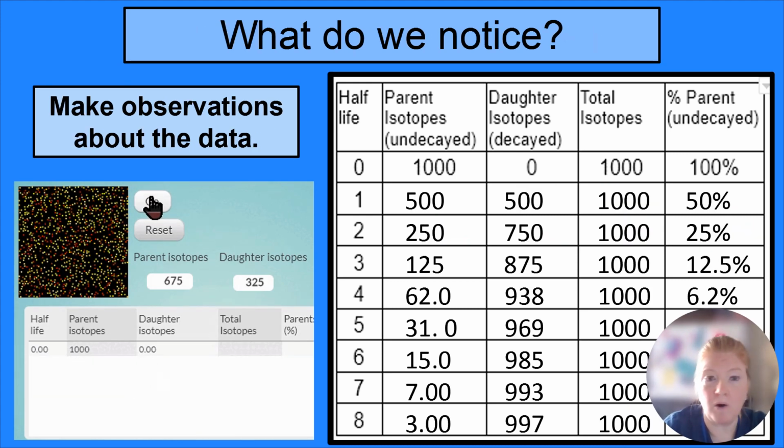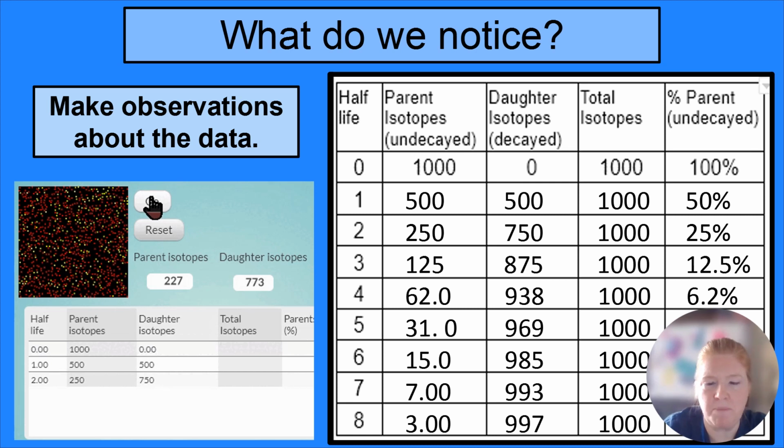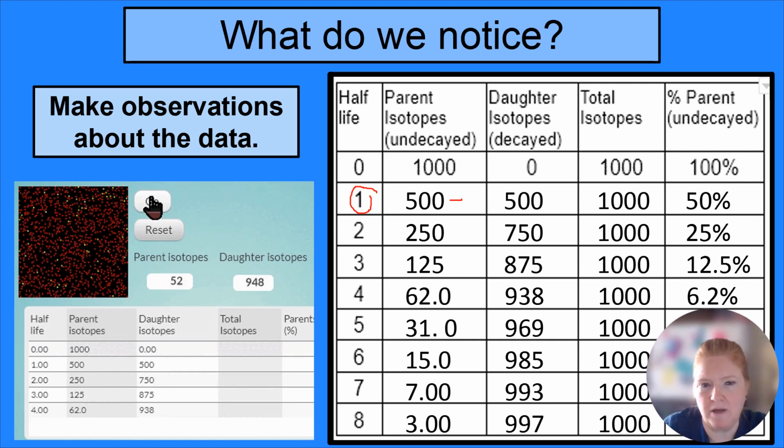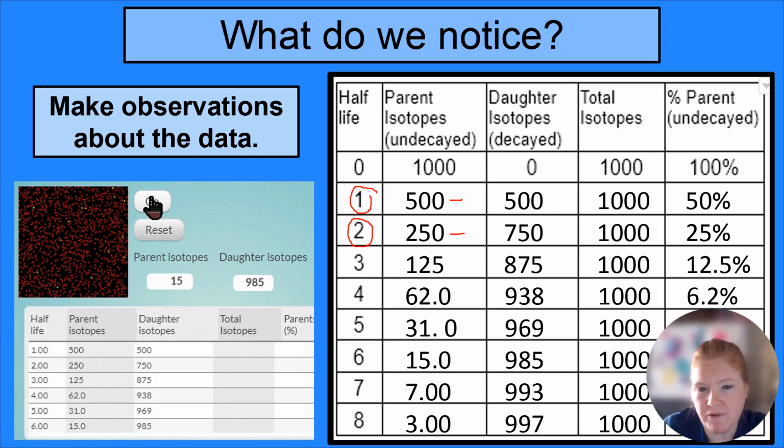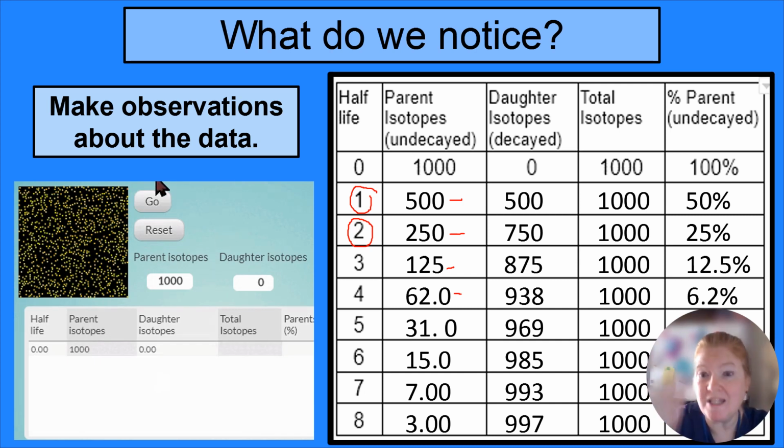Here is all of the table filled out. And what I want you to notice is that as we go from 1,000 parent isotopes, after one half-life, we have half of that, 500. After another half-life, so 2 half-lives have gone past, now we have half of that, 250. Another half-life, half of that, 125, and so on and so on.